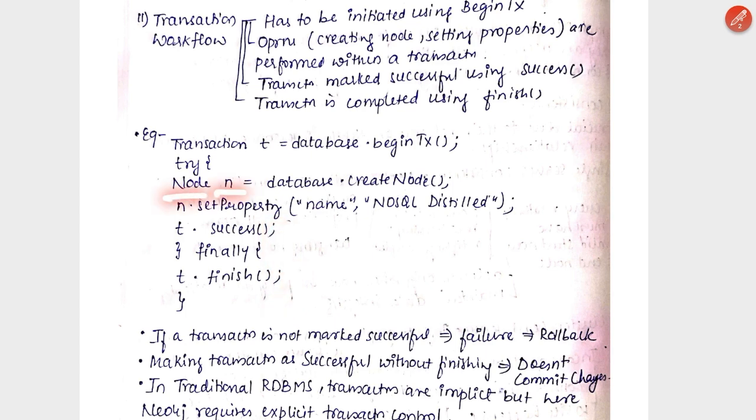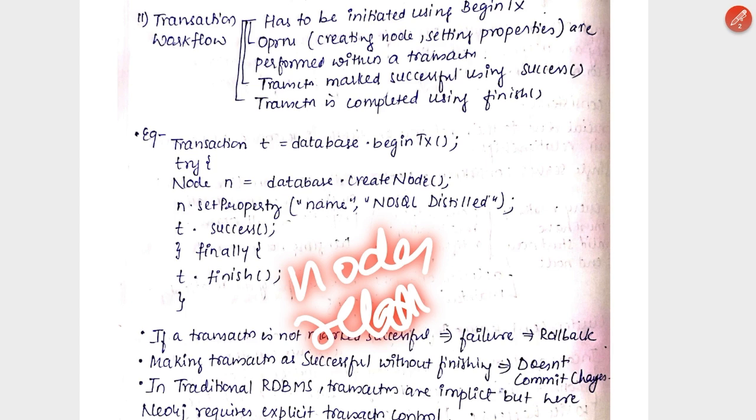Next we have node n is equal to database dot create node. So here we are creating a node in the graph database. The new node is a part of the current transaction, and it will only be saved to the database if the transaction is completed successfully. Next we have node dot set property name NoSQL distilled. Here we are setting a property called name with the value NoSQL distilled on the newly created node. Properties are like key value pairs which are stored in the graph, thereby providing metadata for nodes and relationships.